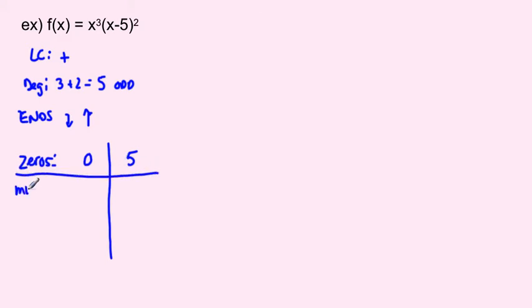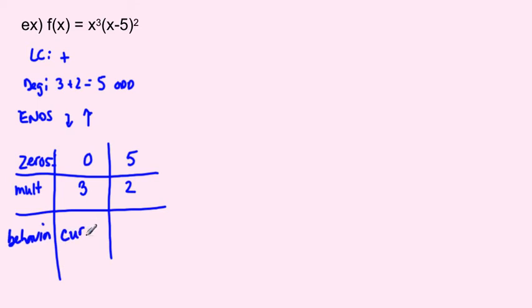The multiplicity, x cubed is 3. x minus 5 is squared, so it's degree 2. Last is behavior. If I'm degree 3, then I'm going to curve through. If I'm degree 2, I'm going to bounce. I'm ready for, oh, I didn't do my y-intercept. I always want to forget that y-intercept. Y-intercept says when x is 0.